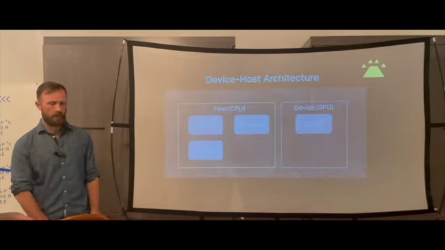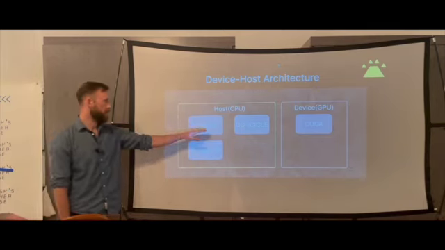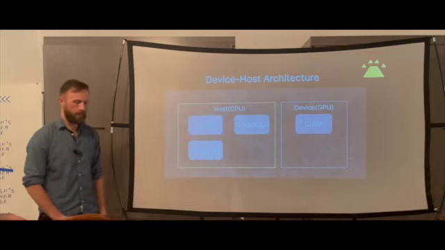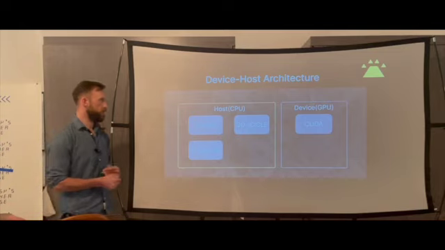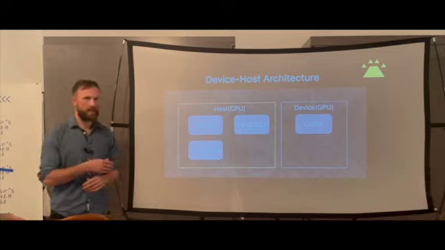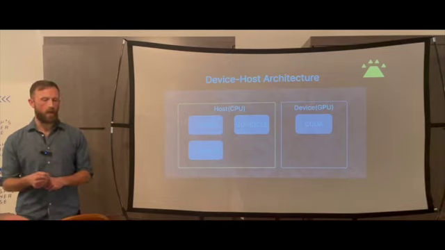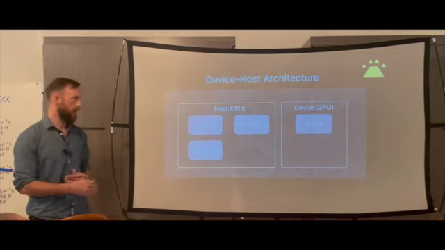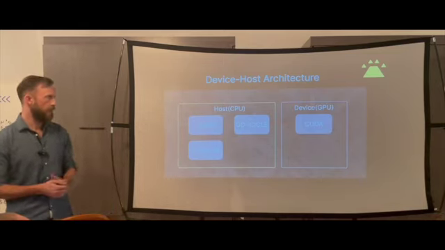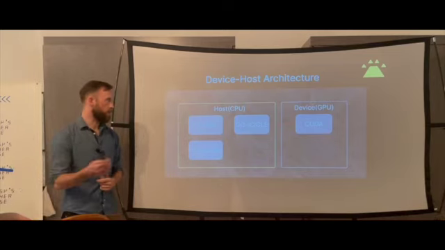Okay, so device host architecture right here. Gnark is what we're actually accelerating. This is where the prover is. Go Icicle is our interface between the Gnark prover and the actual CUDA code that we're going to run on the GPU. Basically everything in yellow is happening on the host, on the CPU, and then on device, that's what's happening on the GPU.